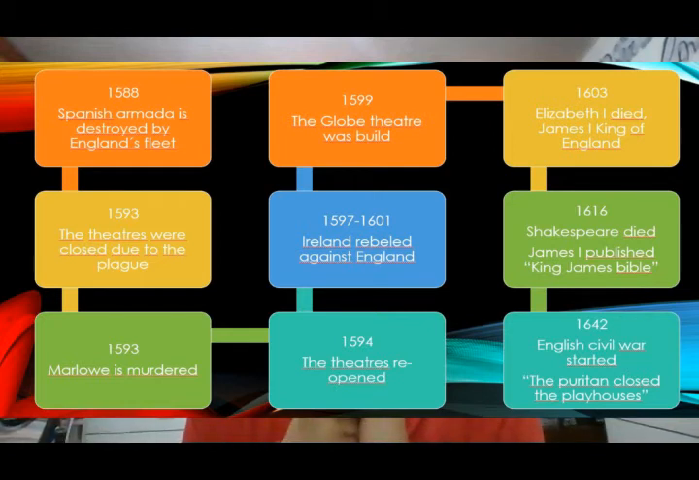In 1616, Shakespeare died, and James the First published the King James Bible, and we are going to study that later. In 1642, the English Civil War started, and the Puritans closed the playhouses.